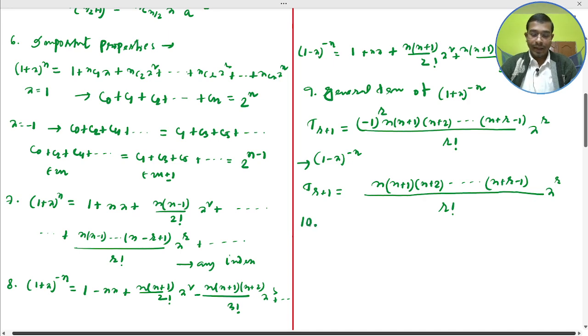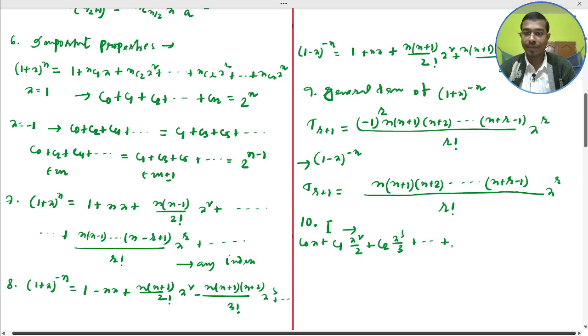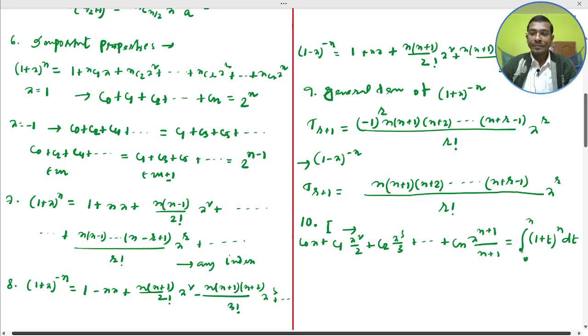Next, some useful expansions that are very important. One is for integration and the next one for differentiation. First the integration: C0 x + C1 x²/2 + C2 x³/3 + ... + Cn x^(n+1)/(n+1) equals the integral from 0 to x of (1 + t)^n dt. Here t is the variable.